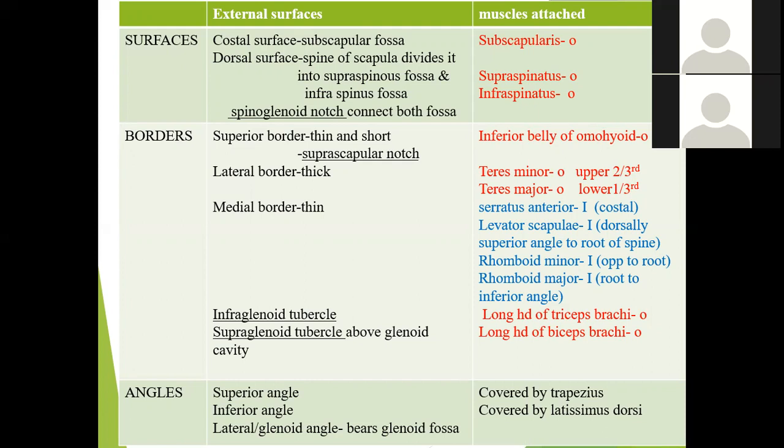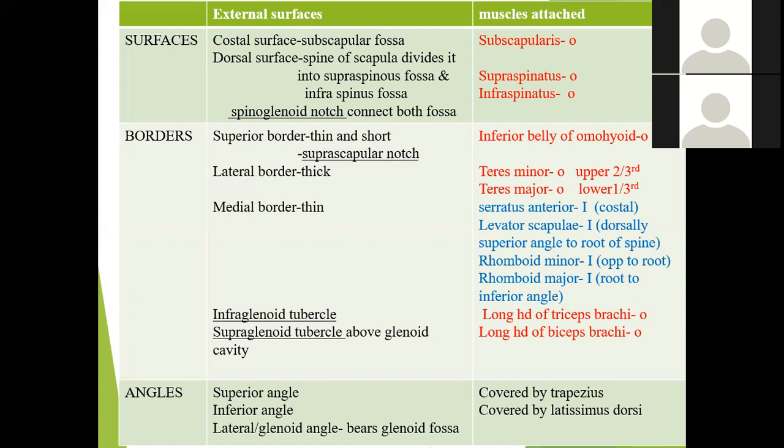So now we are coming to the borders. The superior border of the scapula is very thin and very short, and it is not continuous. It also has a notch in it, and as the structure says, it is called the suprascapular notch. Okay, so next is the lateral border. It is thicker, and the medial border is thinner.